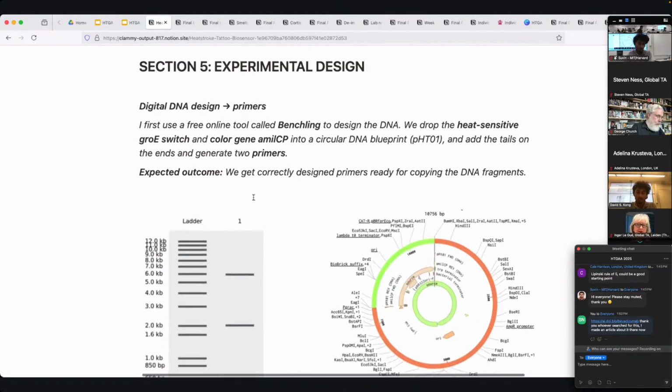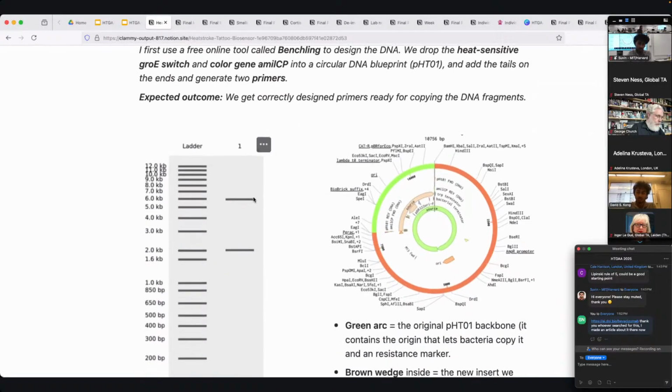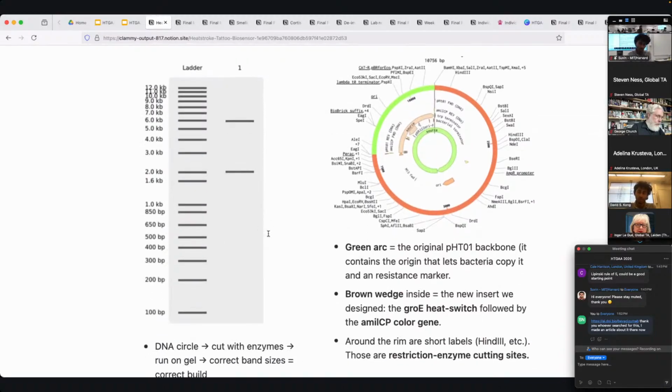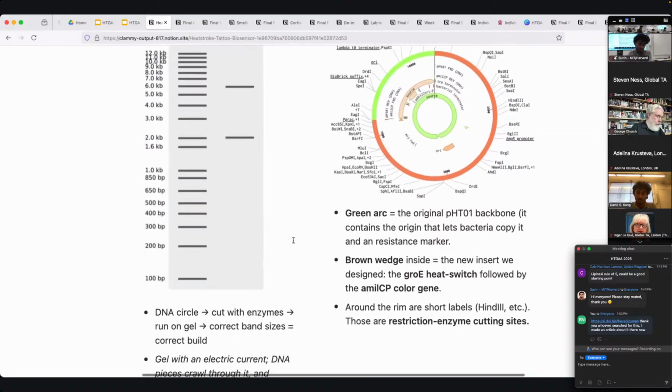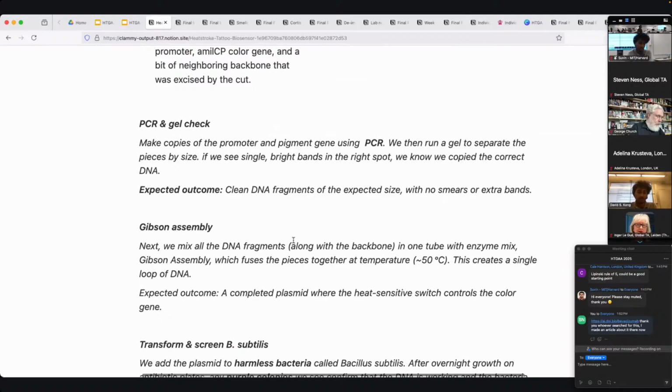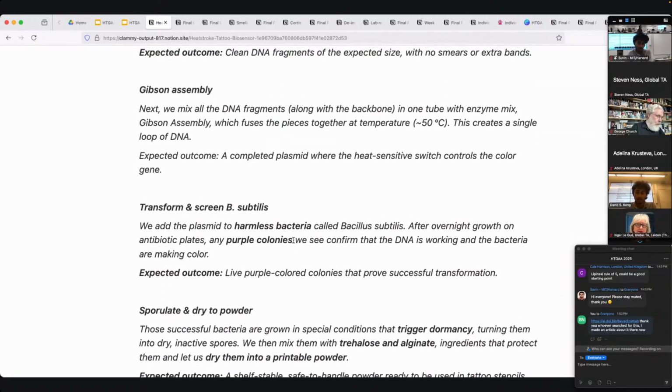And then I'll quickly summarize the experimental design. Step 1 is the digital work in Benchling: having the PHTO1 backbone, inserting the grow-eat promoter, the male CP pigment gene, and then the overlapping ends for Gibson assembly. Step 2 would be the PCR and the gel check. And then afterwards, Gibson assembly.